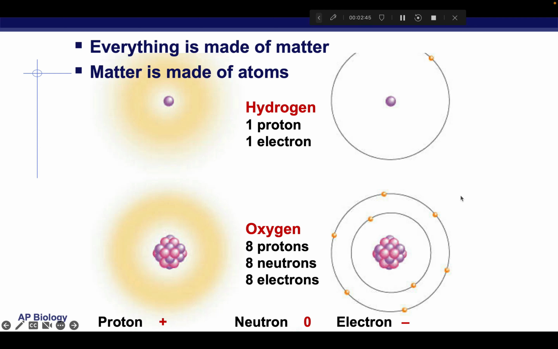Now notice on these pictures here, I'm using Bohr models because that will be sufficient to explain everything that we need to know about atoms for biology. So even though you might have learned about the wave model in chemistry, we're not using those because they are unnecessarily complex for our purposes.